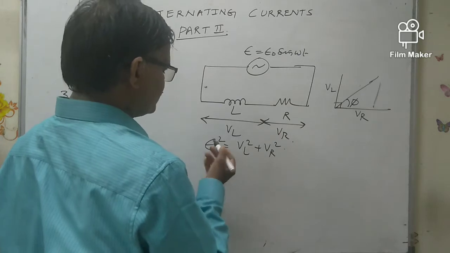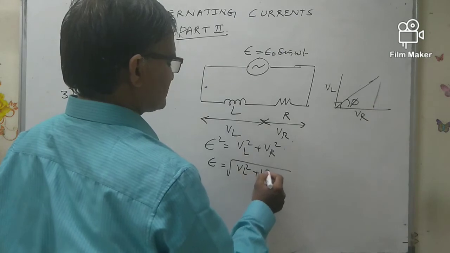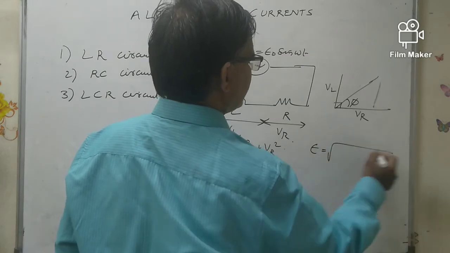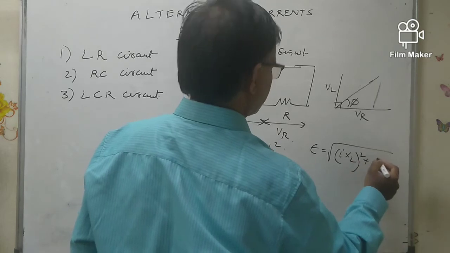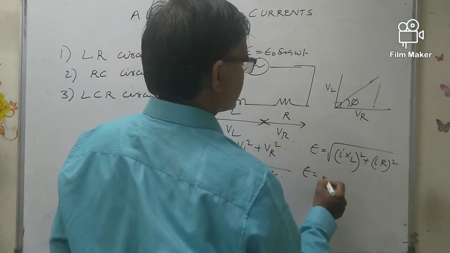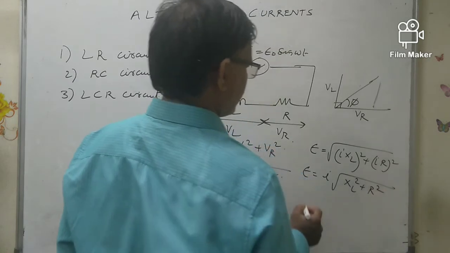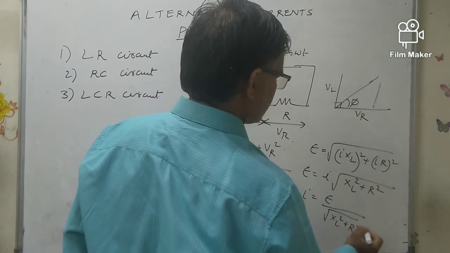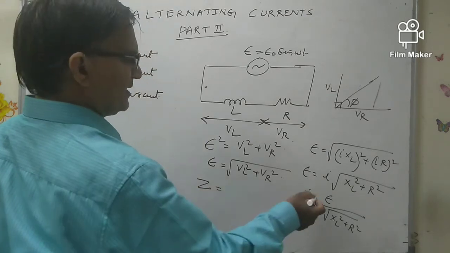Here E is equal to root over VL square plus VR square. VL is nothing but I into XL, whole square, plus I into R, whole square. We take I common, so I is equal to E by root over XL square plus R square. This is called Z, so I is E by Z.